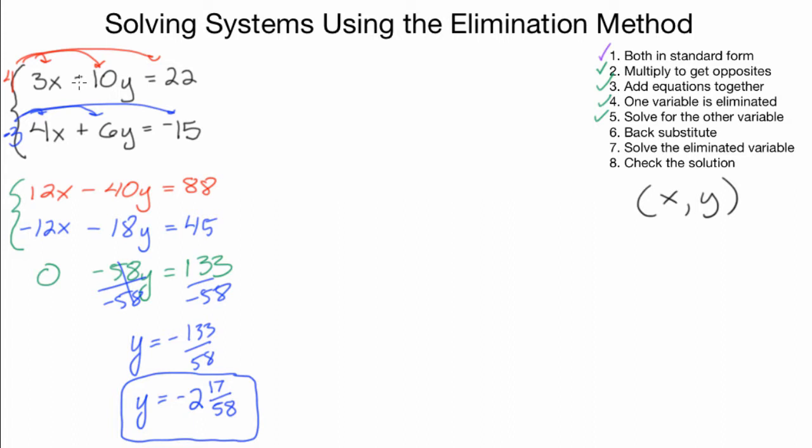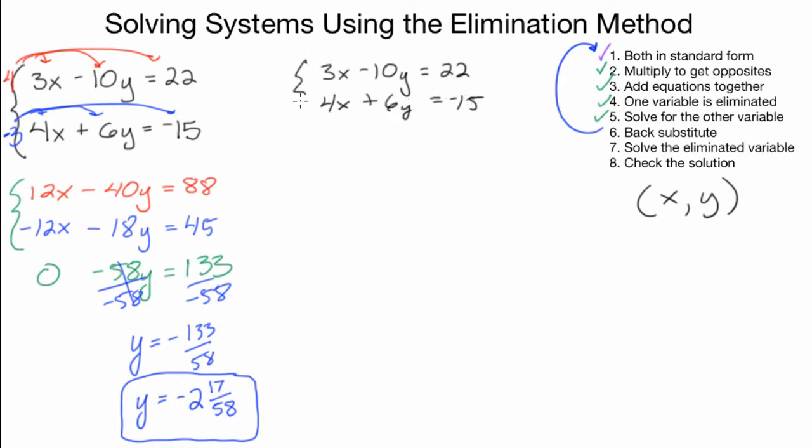We can actually cycle back through. So we solved for one variable. We can cycle back through, do the same steps here, but this time multiply both equations to solve for the other variable. So let's go back through. I've got y, and now let's take another look at my system. 3x minus 10y equals 22, and then 4x plus 6y equals negative 15.